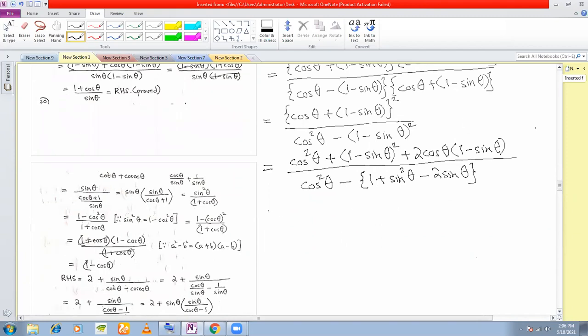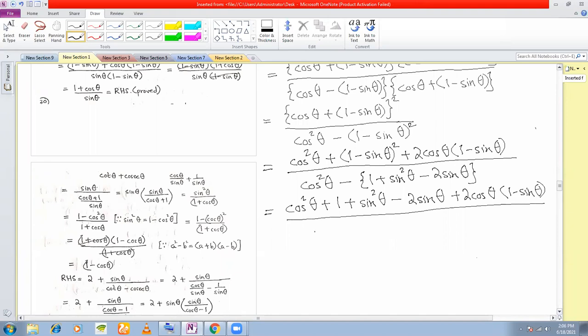Okay. So now in the numerator, you are left with cos square theta, and again (1 minus sine theta) whole square you expand. You get 1 plus sine square theta minus 2 sine theta plus 2 cos theta into (1 minus sine theta). We write this as it is. Divided by, and here you have cos square theta minus 1 minus sine square theta, okay, minus 2 sine theta.